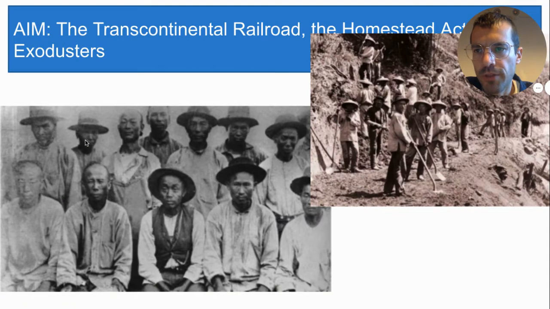Most of the men who built the Transcontinental Railroad were poor Irish immigrants and Chinese immigrants. In these pictures, you can see some of the Chinese immigrants who worked on the railroad. The workers faced terrible working conditions and low pay, and many of them even died while they were building it.